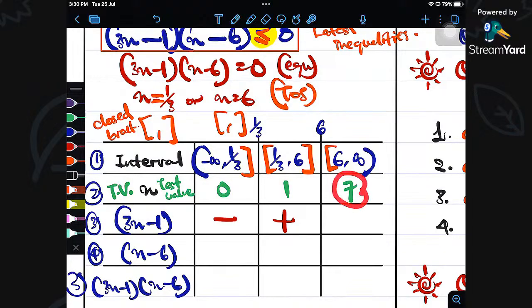Manakala ini 7 darab 3, 21 tolak 1, 20. It's a positive sign. Letak positive sign or negative sign sahaja. Manakala kosong tolak 6, negatif. 1 tolak 6, negatif. 7 minus 6, positive. So it's a negative, positive. Just put the sign inside of this TOS.